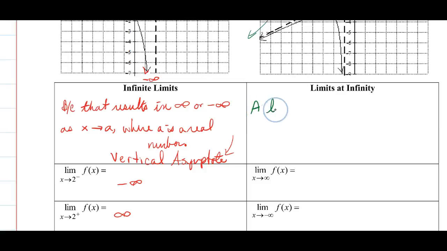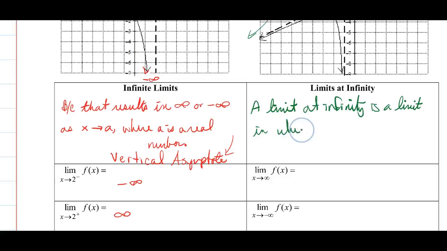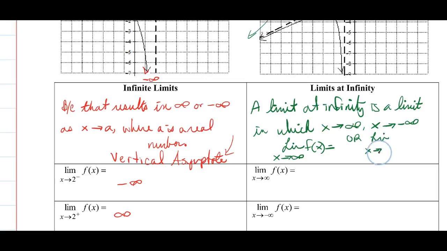A limit at infinity is a limit at which x approaches positive infinity or x approaches negative infinity. As we saw, this is going to look like the limit as x approaches infinity of the function will equal something, or the limit as x approaches negative infinity of the function will equal something. And what we're going to find is that there are basically, depending on how you look at it, three or four possible options that we'll get, and we'll see some of those in this graph here.